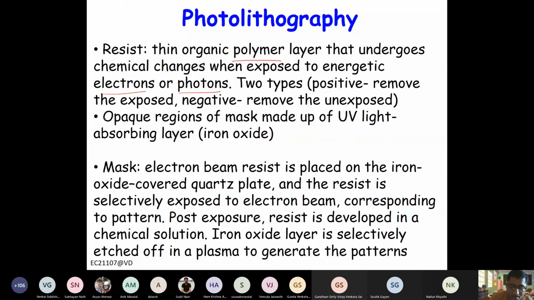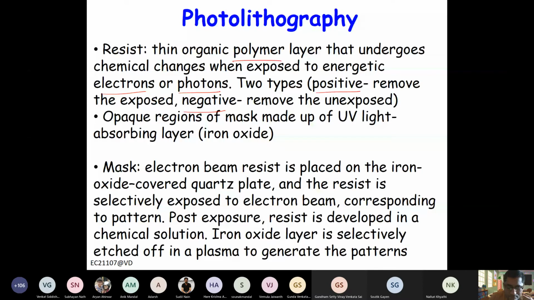And then we already discussed the two types of photoresist, positive and negative photoresist, right? So in positive, whichever part of the photoresist is exposed to the light or electron beam becomes weak and is washed away. In negative, it is the unexposed part that is washed away. So the exposed part becomes hardened.